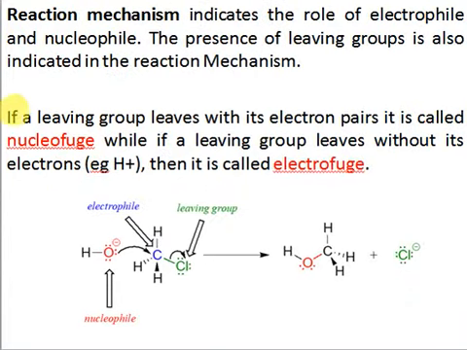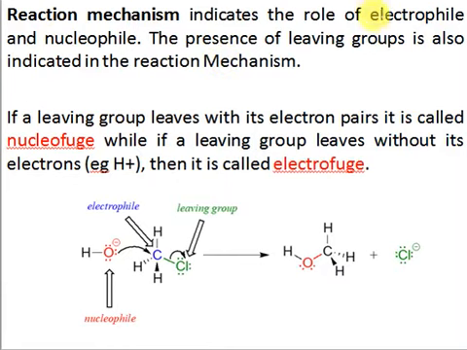So the reaction mechanism, which is actually the sequence of events which take place when a reactant is being converted into product, indicates where is the electrophile, what's the role of the electrophile, what is the role of the nucleophile, and whether there is some leaving group present or not, right? Electrophile is an electronically deficient attacking species, right? And a nucleophile is an electronically rich attacking species, right?